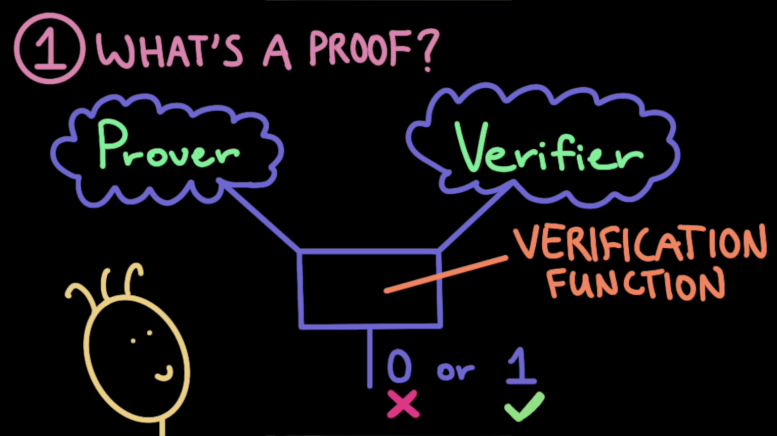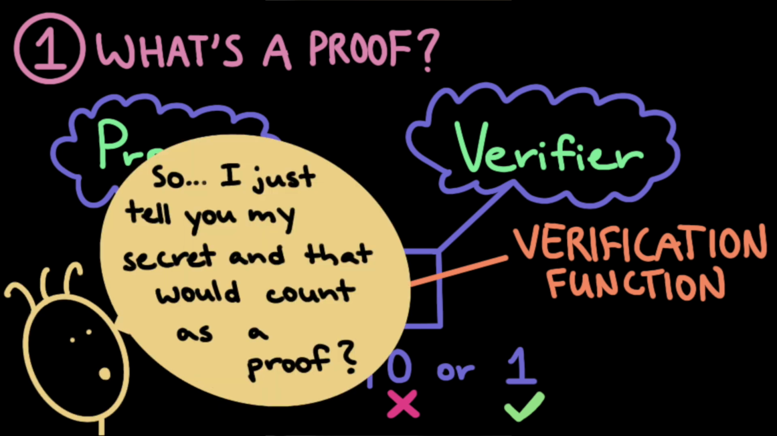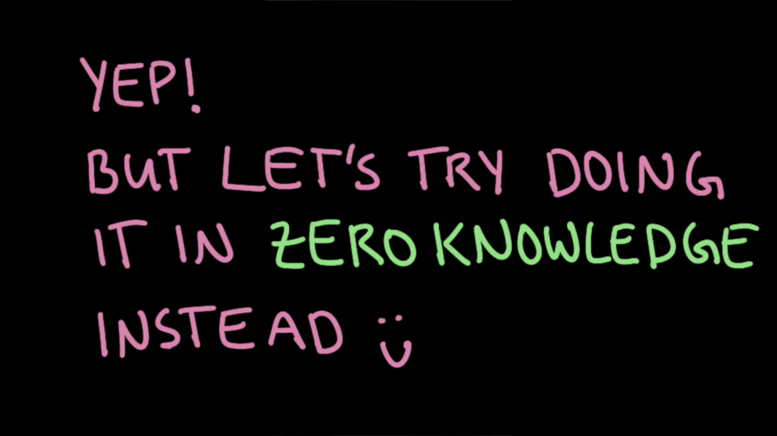Now, you might ask, okay, sure, so Pierre just tells Vera his secret, she verifies it by computing F, and that counts as a proof? Yeah, you're right. But now Vera knows Pierre's secret, and that's not ideal. Let's instead do the proof while not revealing the secret, in other words, in zero knowledge.